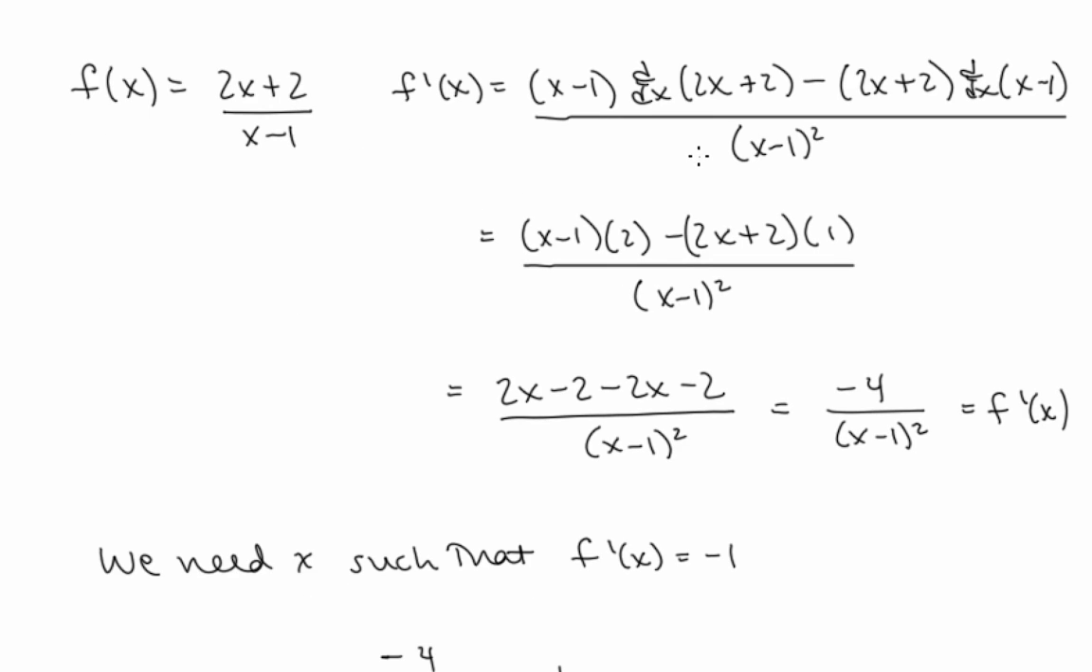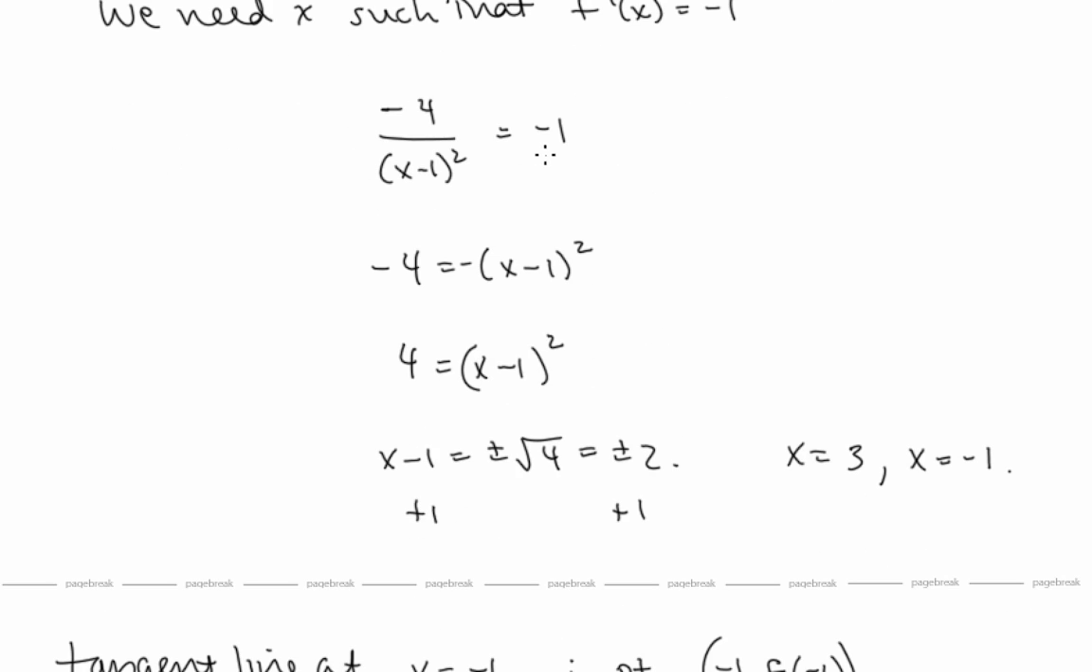Using the quotient rule, we have bottom times derivative of the top minus top times derivative of the bottom over bottom squared. So it's x minus 1 times 2 minus 2x plus 2 times 1. Don't forget to use parentheses here so that you don't lose your negative sign as it applies to the 2 here. Simplifying the numerator, our 2x's cancel, and we get negative 4 over x minus 1 quantity squared. This is our derivative function, and we're looking for the x values, remember, for which f prime of x is equal to negative 1. So we want to set this equal to negative 1 and solve for x.